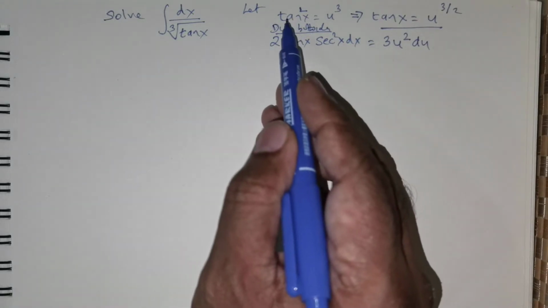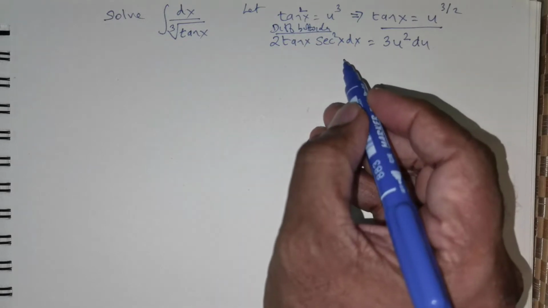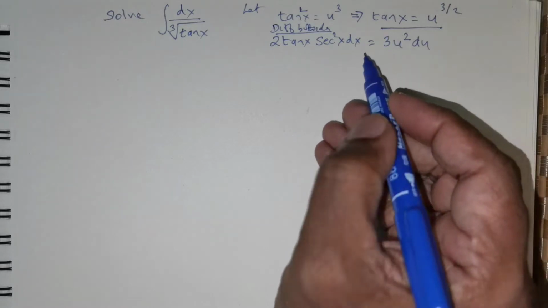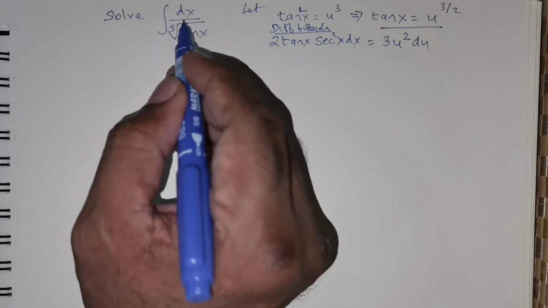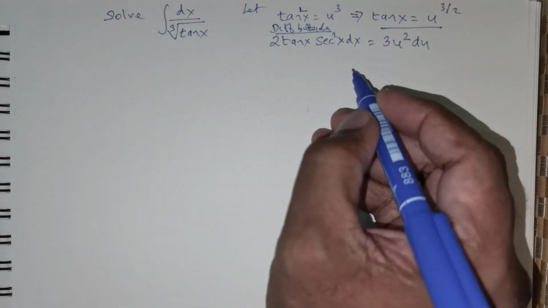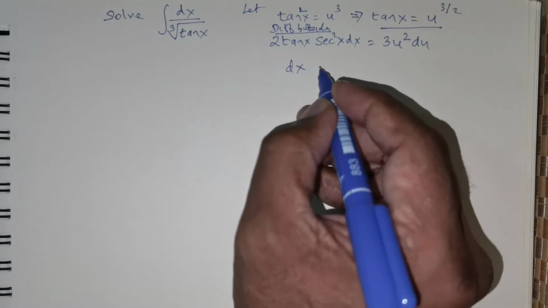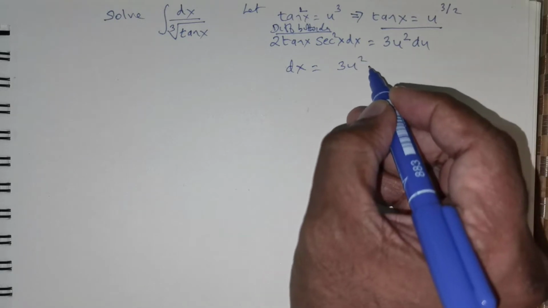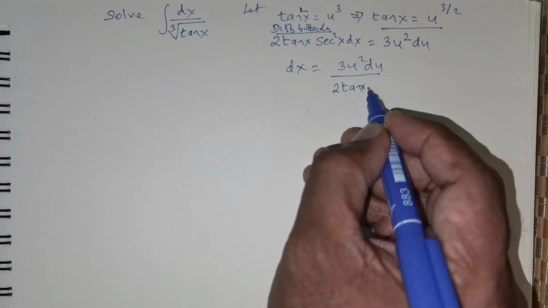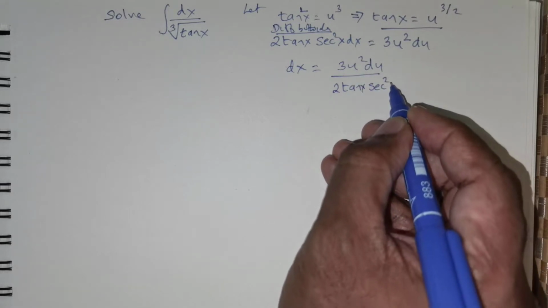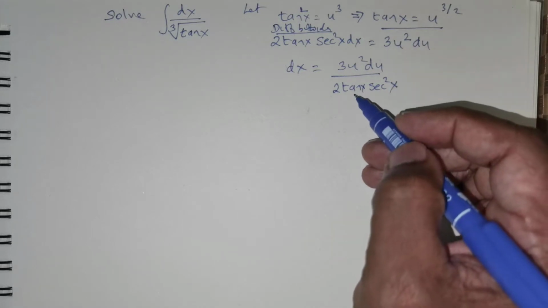Now I have made the substitution for tan squared x, but I would have to extract dx, and after extracting dx, then the original integral can be rewritten in terms of u. So there are a few things we will have to do. From here I will have to extract dx. So dx is equal to 3 times u squared times du divided by 2 times tan x times secant squared x. That's fine, I've got a representation for tan x, so I can place that here.